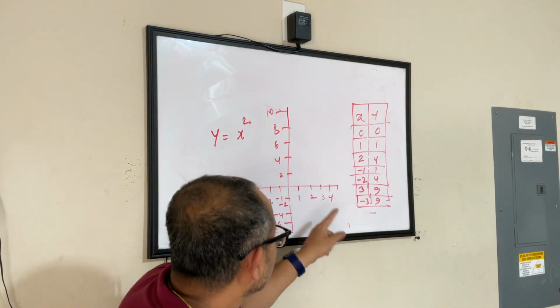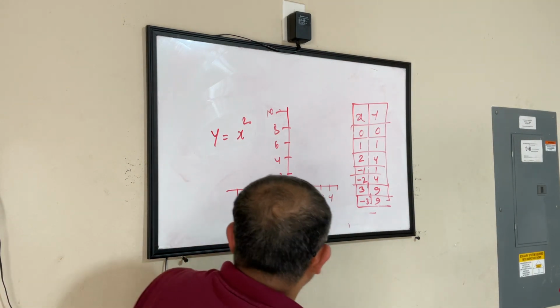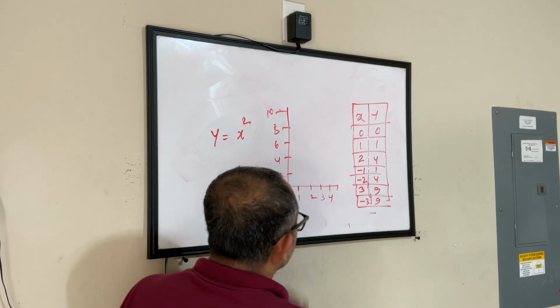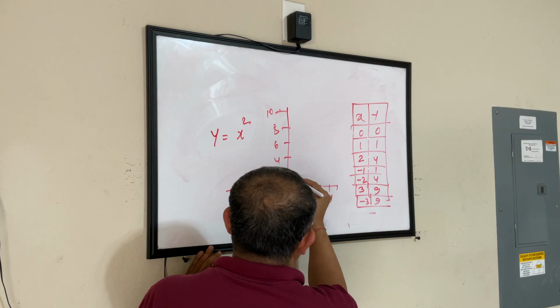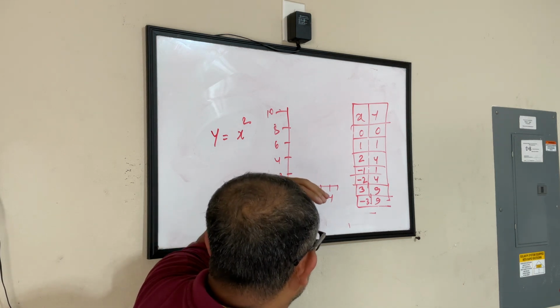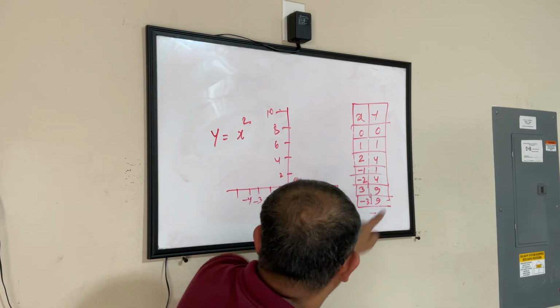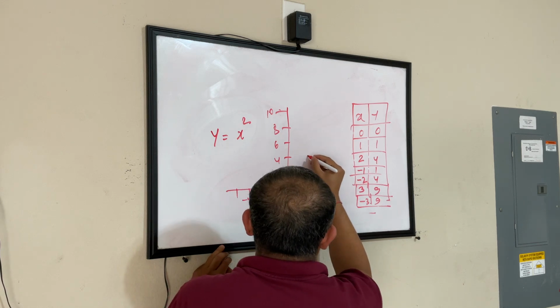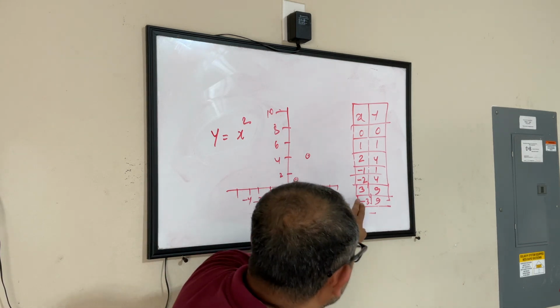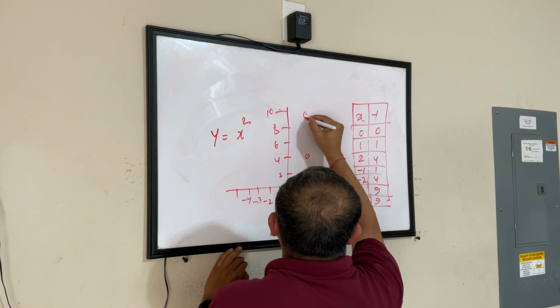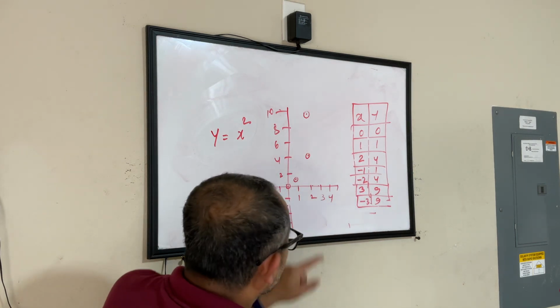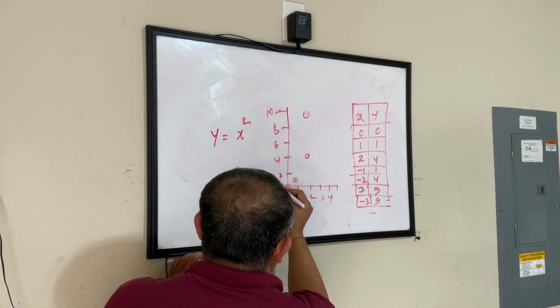Alright, coming back to this one. 0, 0. This is my first point. Okay. 1, 1. When x is 1, y is 1. This is probably my second point. When x is 2, y is 4. When x is 3, y is 9. Now, when x is minus 1, y is 1.